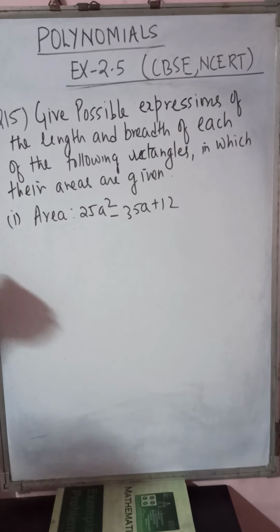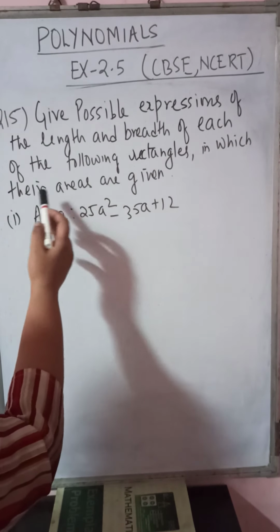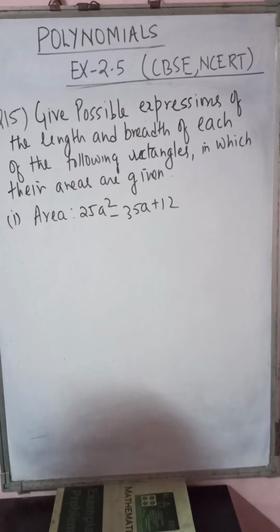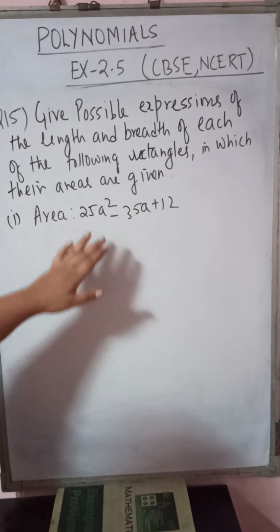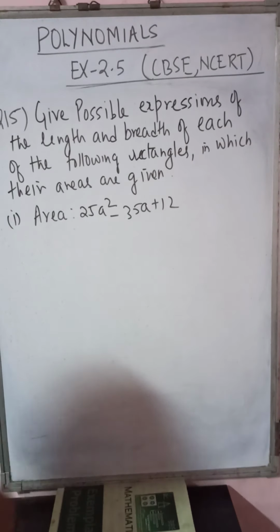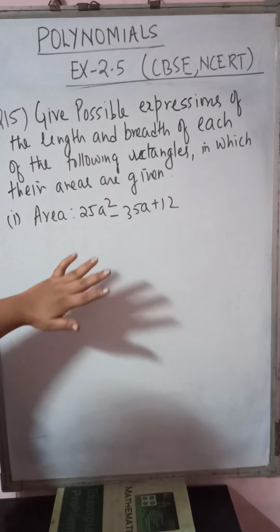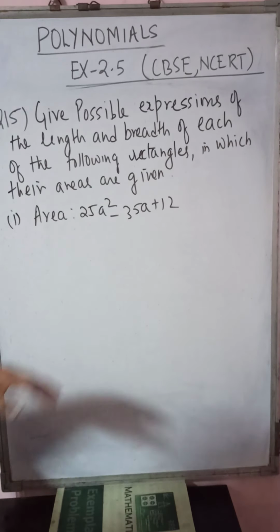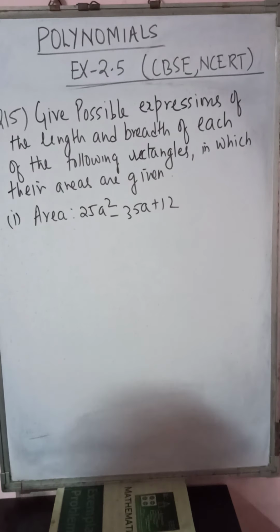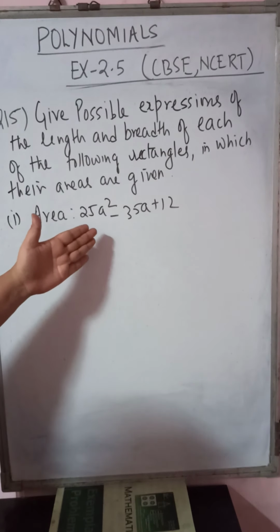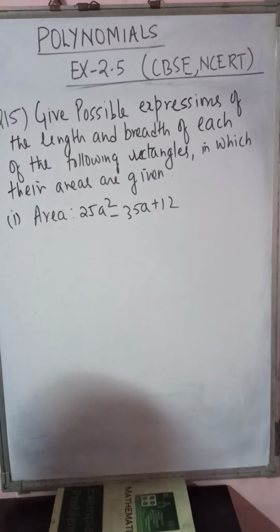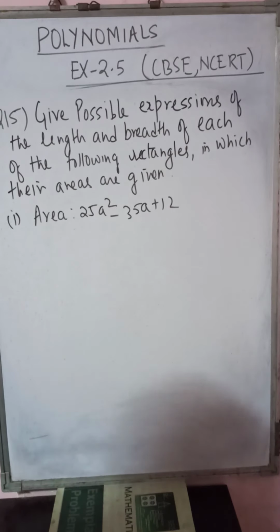Question number 15, first part. Give possible expressions for the length and breadth of each of the following rectangles in which the area of the rectangle is given in the form of a quadratic equation. You have to find the length and breadth. In other words, they are asking you to find the factors of this equation. You know for a quadratic equation, how do we find the factors? By factorizing the middle term.